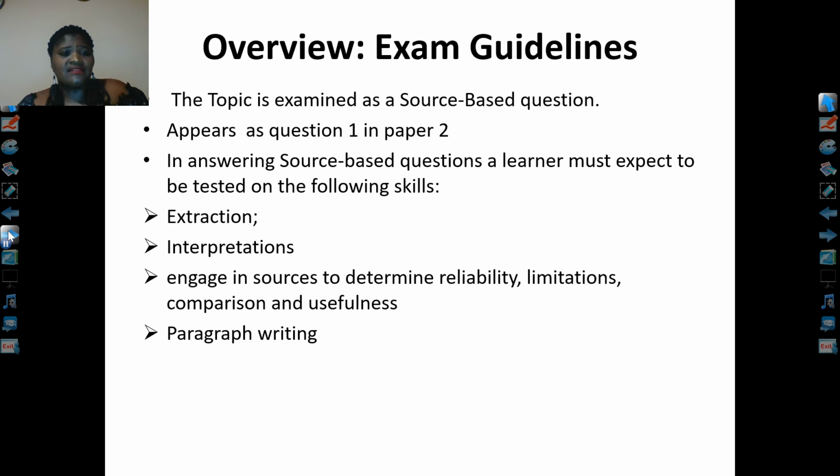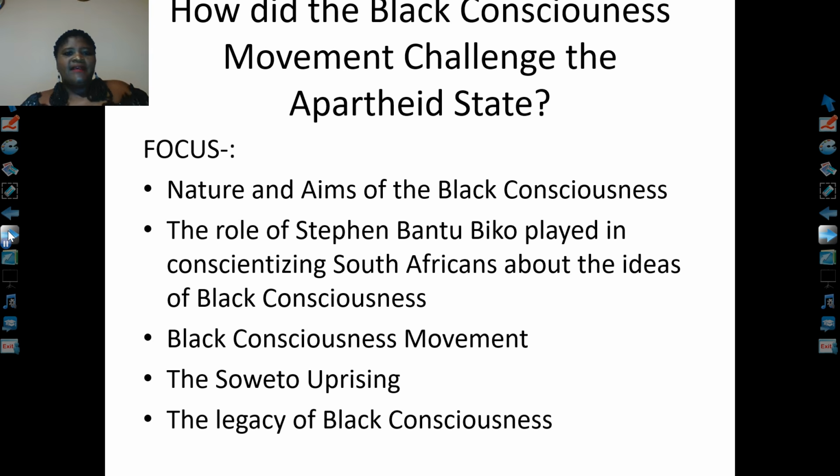So this topic that we'll be looking at is a source-based question. Those are the types of questions that you will expect from them. Then the key question there is, how did the Black Consciousness Movement challenge the apartheid state? Those are the focus areas that we are going to deal with. For example, we look at the nature and the aims of Black Consciousness. We look at the role of Stephen Bantu Biko, the role that he played in conscientizing South Africans about the ideas of Black Consciousness. So Steve Biko was the main proponent of Black Consciousness.